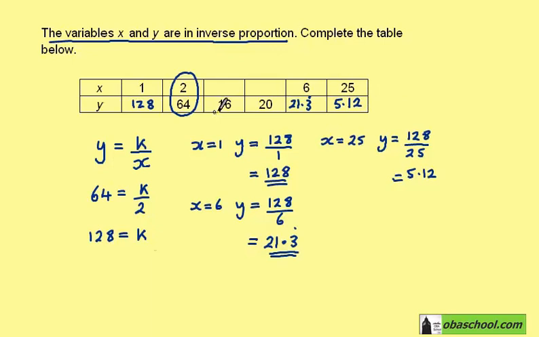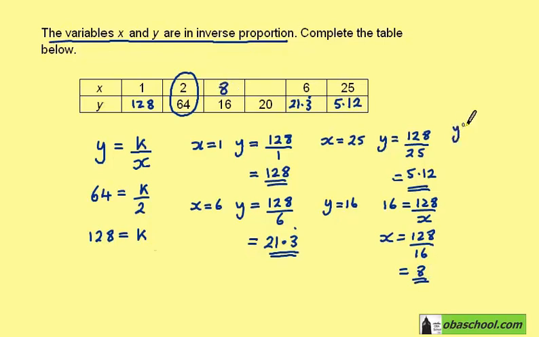We now have that y is 16. Substituting this in to the formula gives 16 is equal to 128 over x. Rearranging, x is equal to 128 over 16. Calculating this gives 8.